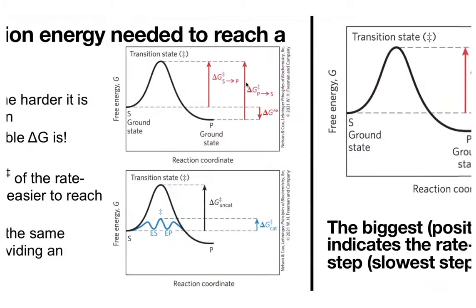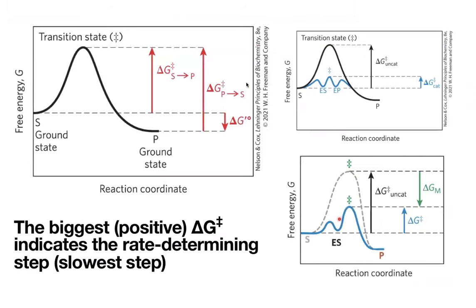And so no matter how complicated your diagram looks, no matter how many peaks, the rate limiting step, the transition state we care most about, is going to be the one that has the highest delta G double dagger. So the one in which there's that biggest barrier to reach. This is going to be your rate limiting step, because no matter how fast the stuff is going on this side of it, and no matter how fast the stuff is going on this side of it, there's this hold up here.